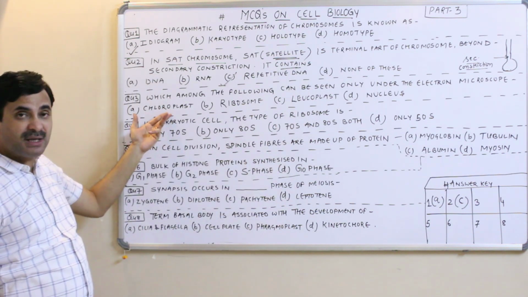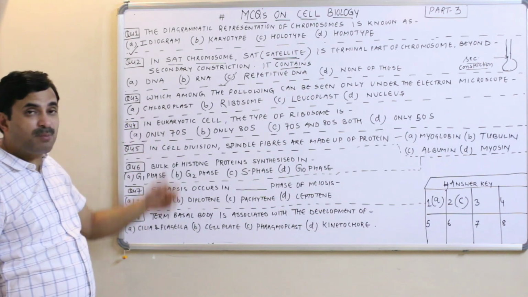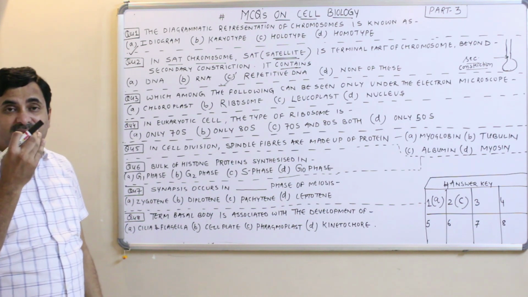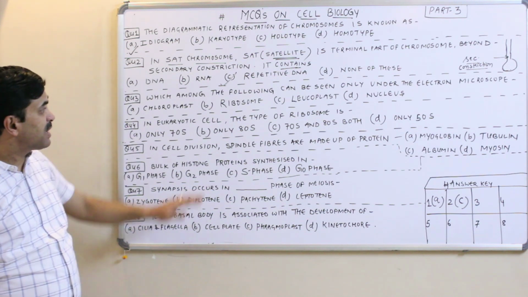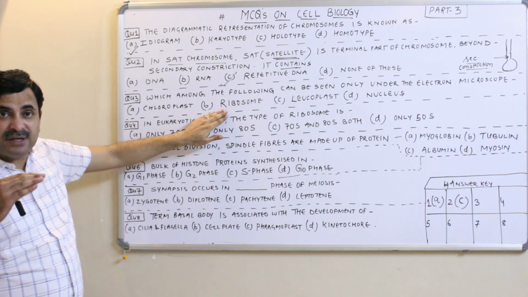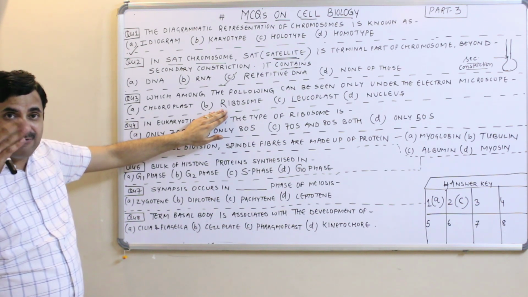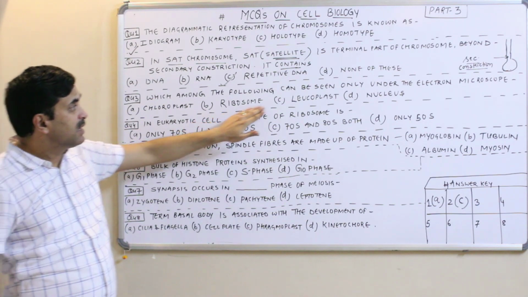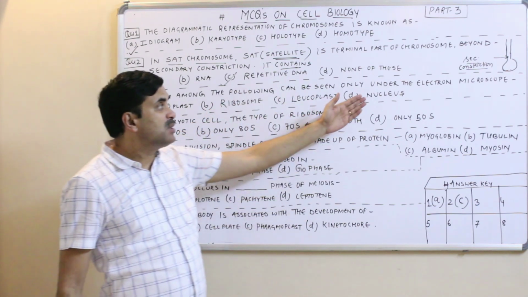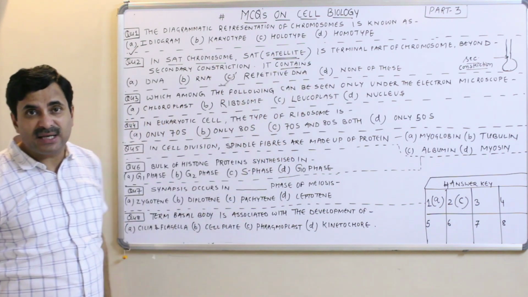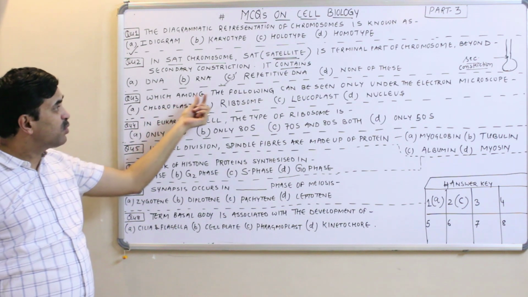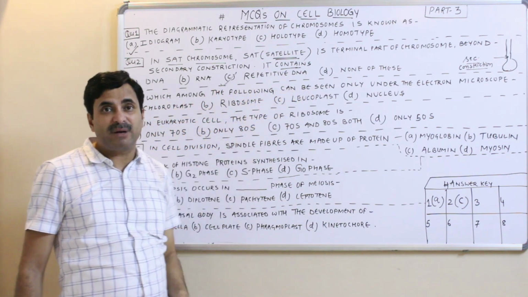This is very big. We know very well that chloroplast is the organelle which has a size of 4 micron to 8 micron. A ribosome has a size of 150 angstrom to 250 angstrom only. Leucoplasts are again a type of plastid and they are big in size, and the nucleus you know very well is very big in size. Now the question is, which among the following can be seen only under electron microscope?